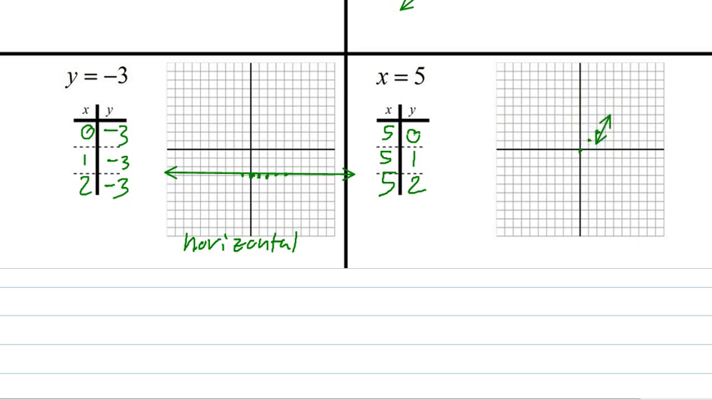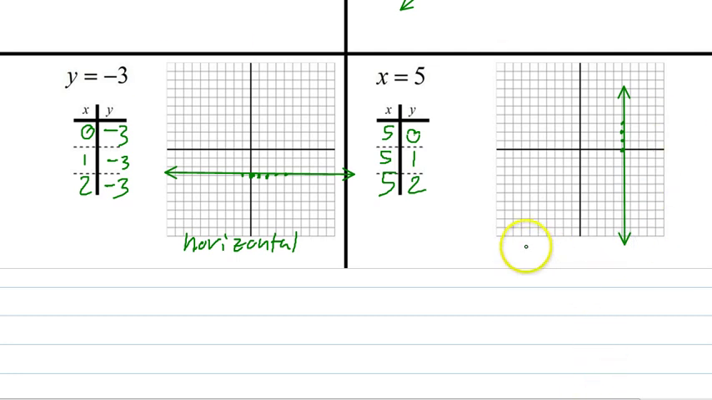Let's try that again. (5, 1), (5, 0), (5, 2), (5, 3). And you get this, which is a vertical line.